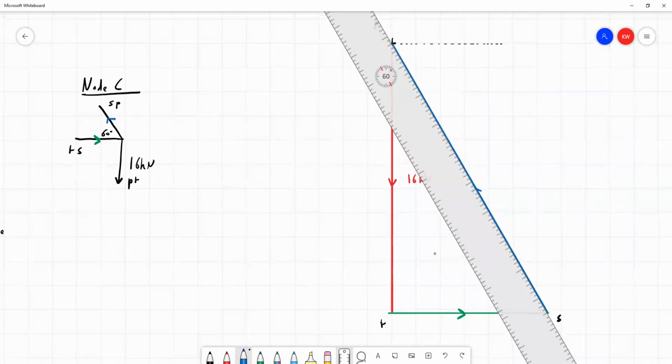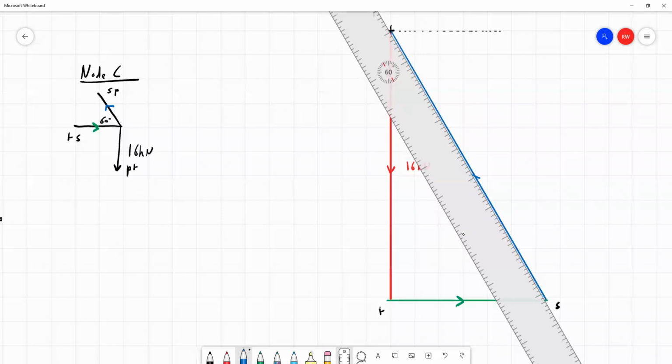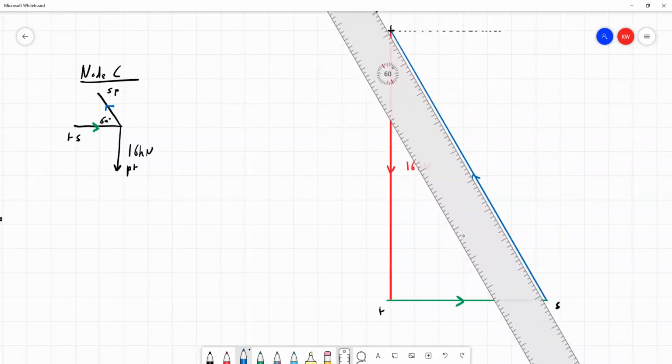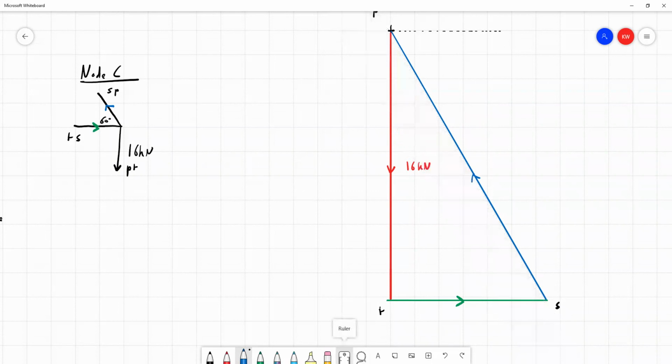And before we go and mark all of this on our little table at the start, we're going to measure these things. So if I measure off on the vector SP, that comes to about 18.5 centimeters, which is, of course, if we're on a 1-to-1 scale, 18.5 kilonewtons.